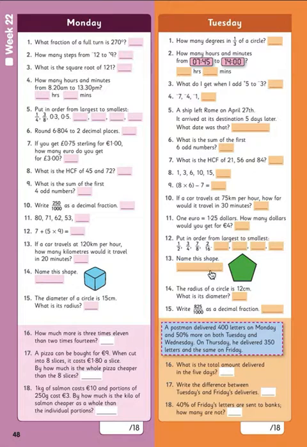Name this shape. The radius of a circle is 12 centimeters. What is the diameter? This as a decimal fraction. What is the total amount delivered in 5 days based on this? Write the difference between Tuesday and Friday's deliveries. So using all the information in this blue box to work out these answers.